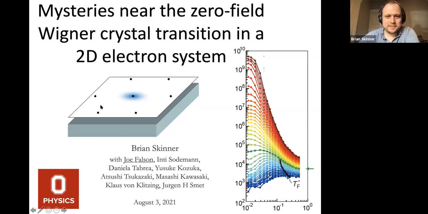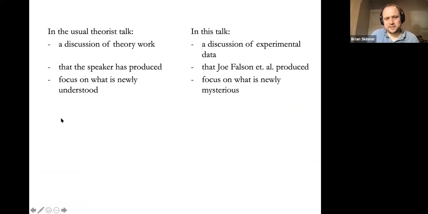And actually, I should probably just start by acknowledging this is a weird talk for a theorist to give. Usually when you're a theorist, you give a talk that discusses theoretical work that you yourself have done, and you try to focus on explaining something that is newly understood. And I'm going to do the opposite in just about every sense. I'm going to give an experimental talk about experimental work. And I didn't do it, Joe did it, along with some of his collaborators. What I really want to focus on is not providing understanding, but trying to highlight what are the sharp mysteries that are implied by the data, and hopefully help focus our effort on things that need to be explained.